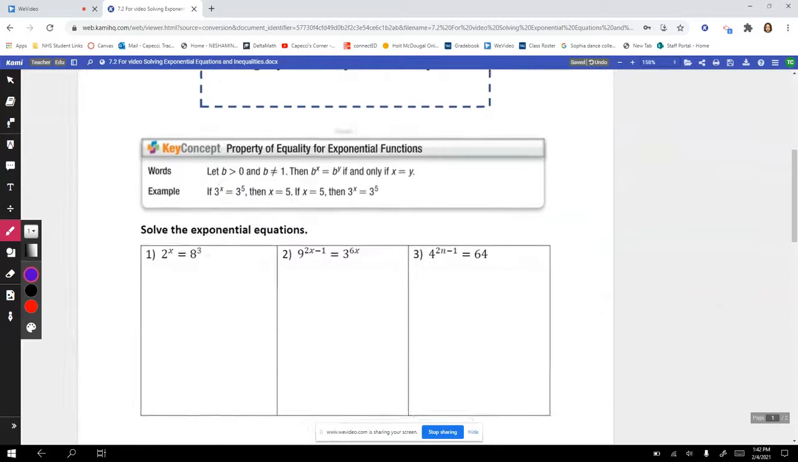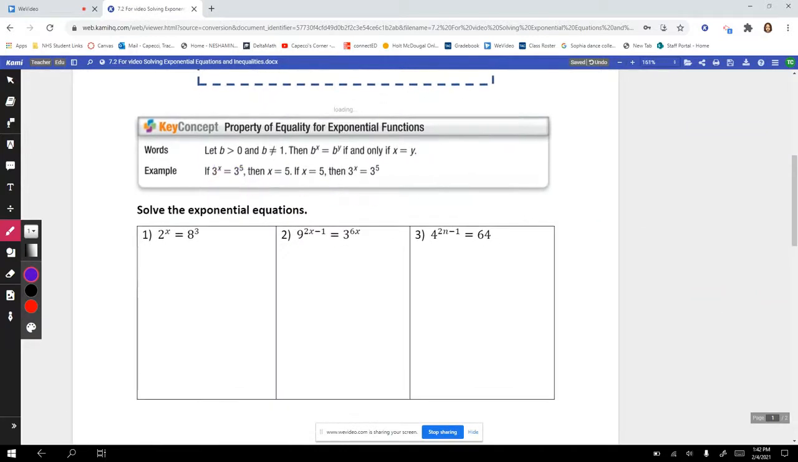Let's get a little bit more involved in number 1. Again, I want my base to be the same. I know that I can change 8 to a base of 2 because 2 to the third power is 8. So that takes care of the 8. I'm going to have to raise that to the third power. Now my bases are the same, so I have some equality going on here. I have x is equal to 3 times 3, which gives me 9. So there's my final answer right there.